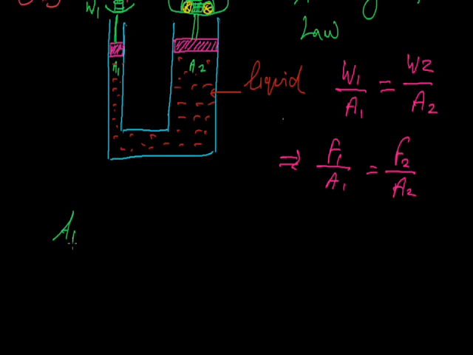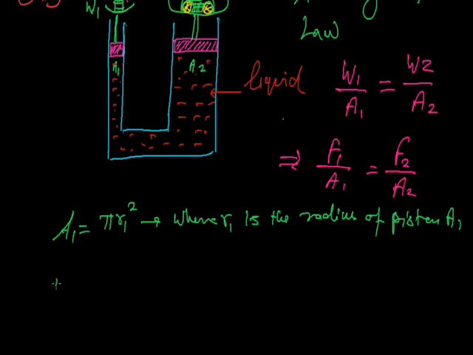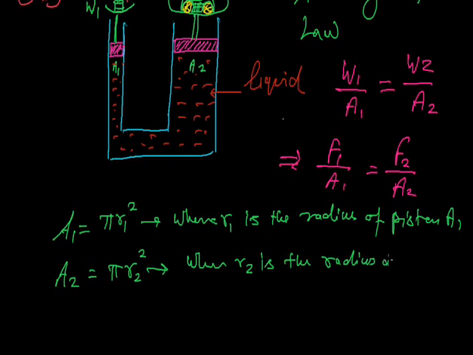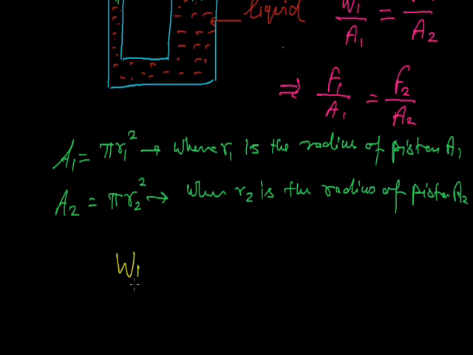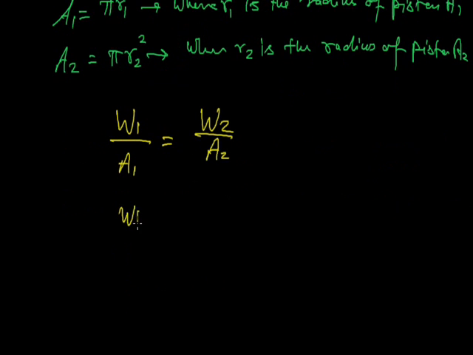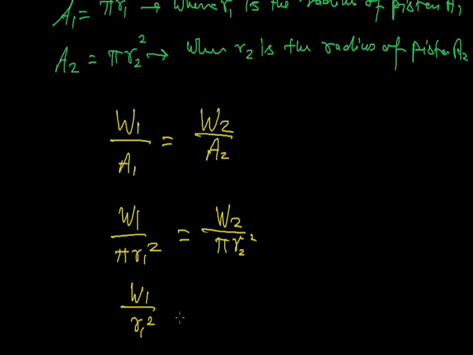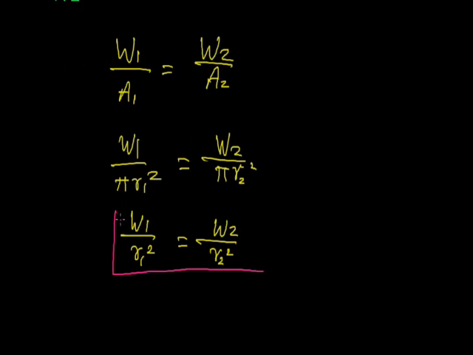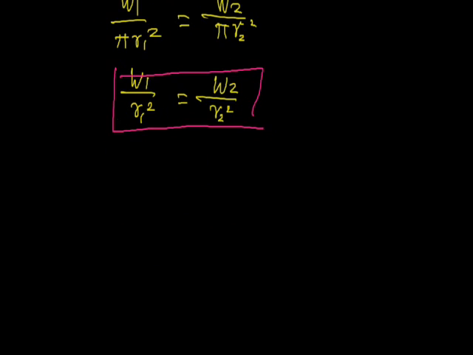If the area of cross section A1 is pi r1 square, where r1 is the radius of piston A1, and A2 is pi r2 square, where r2 is the radius of piston A2, then W1 upon A1 is equal to W2 upon A2, or W1 upon pi r1 square is equal to W2 upon pi r2 square, or W1 upon r1 square is equal to W2 upon r2 square. This is Pascal's law.